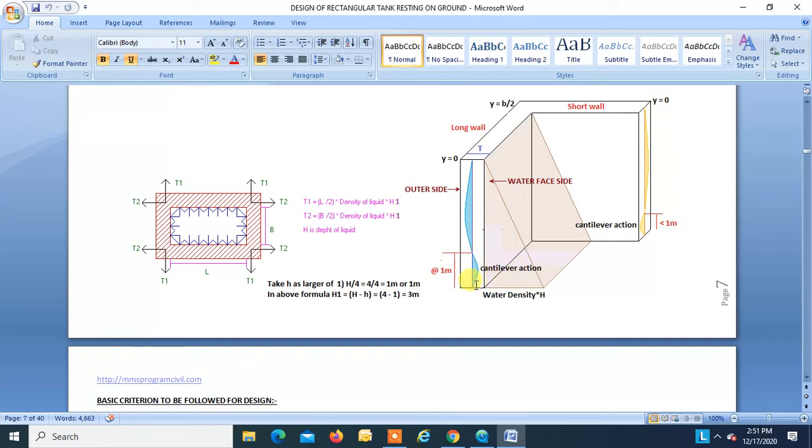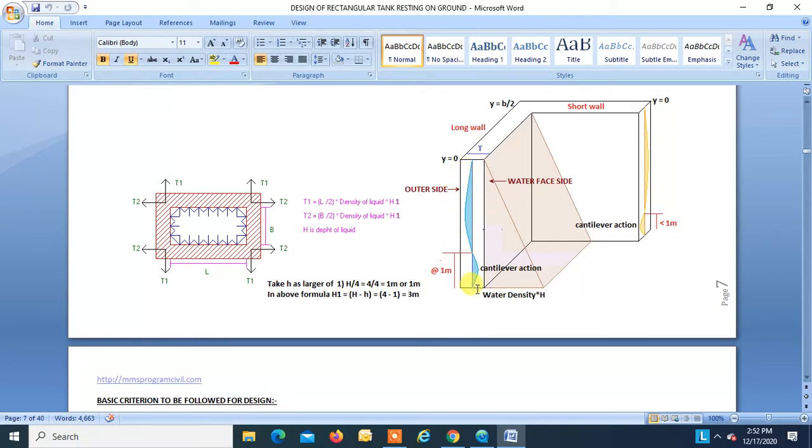So the main steel will have to be provided over here, and when the moments are positive, they are said to be sagging moments, and the tension will be on the outer face or the remote face. So the main steel provided should be on this side.